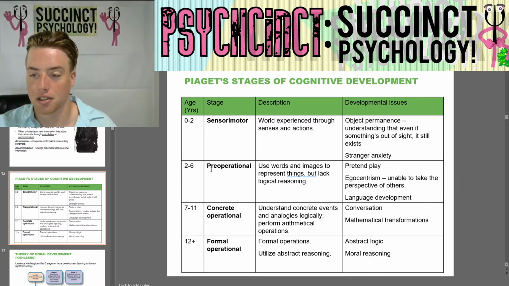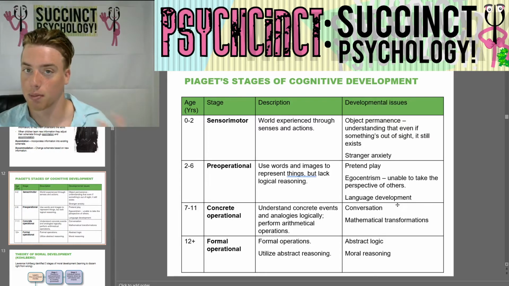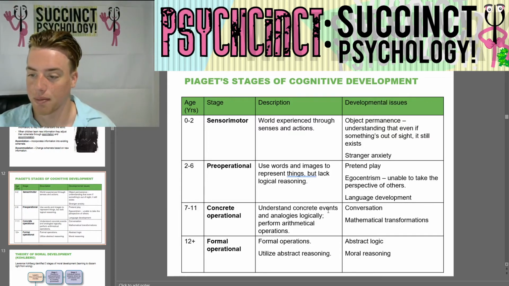Second stage, age 2 to 6, we have the pre-operational stage. You use words and images to represent things, but lack logical reasoning. Now, developmental issues include pretend play, egocentrism, which is being unable to take the perspective of others, they can only view from their point of view, and language development.